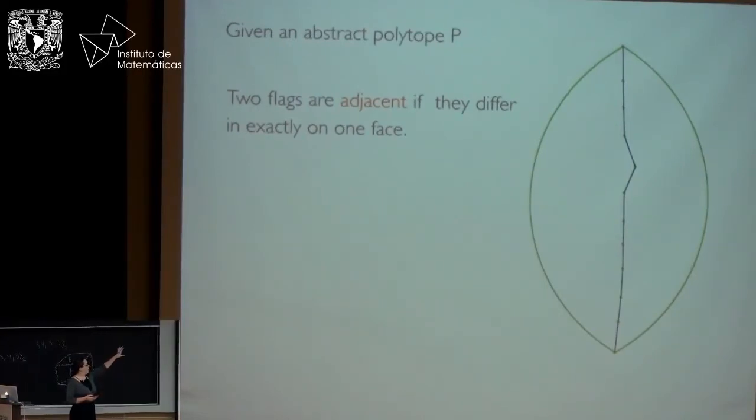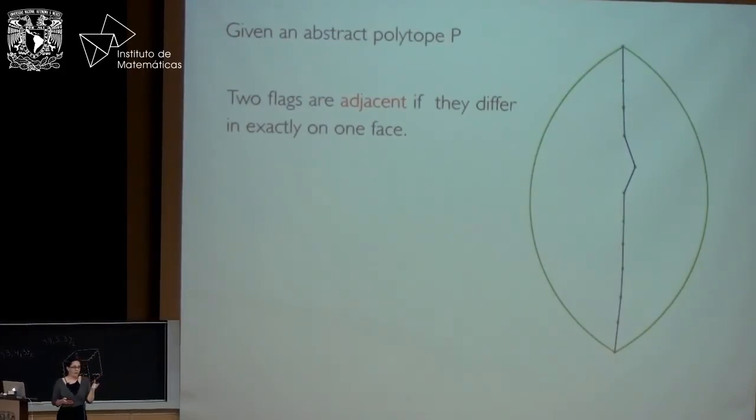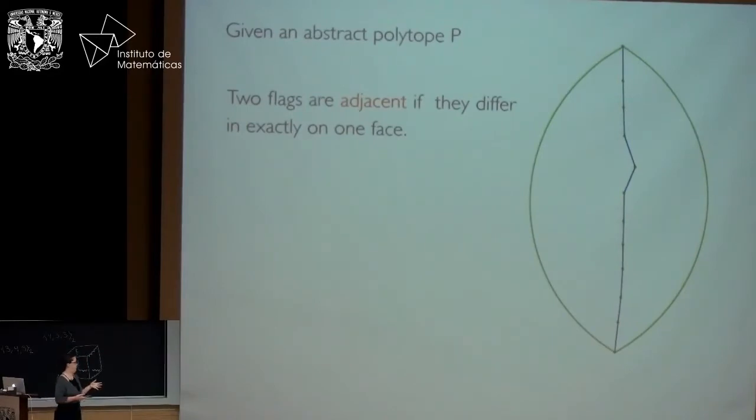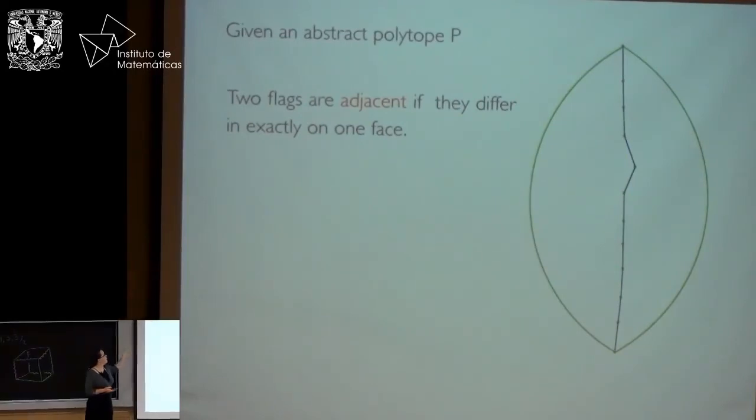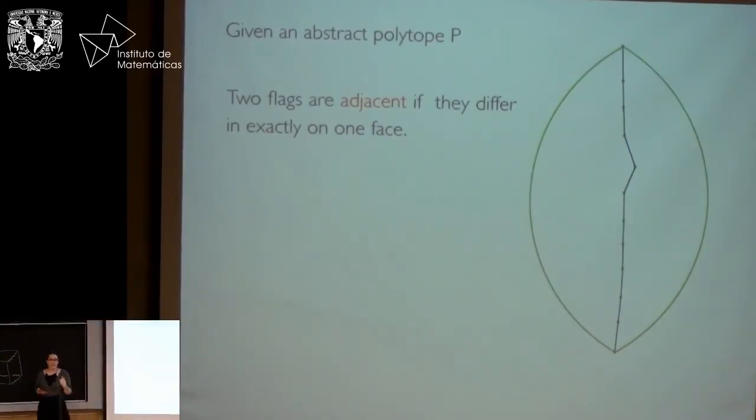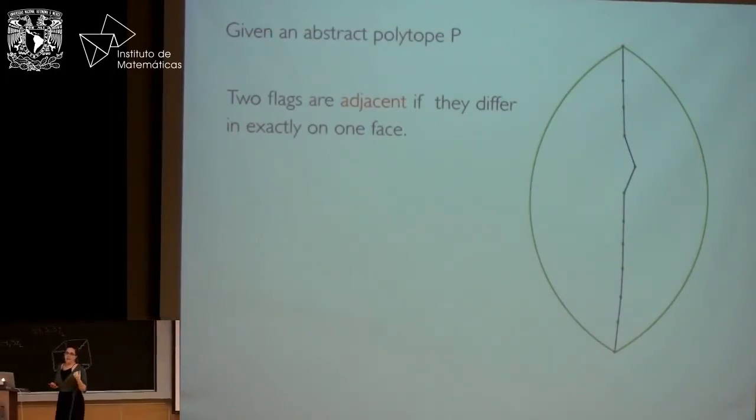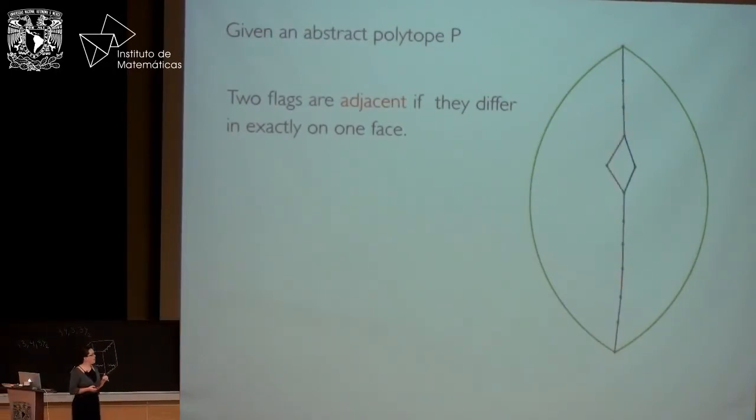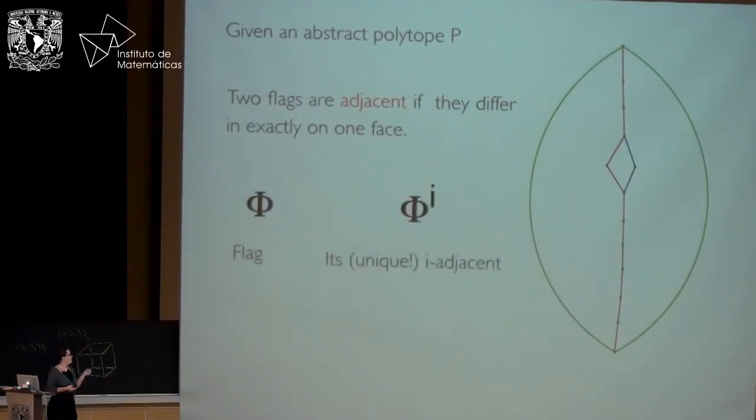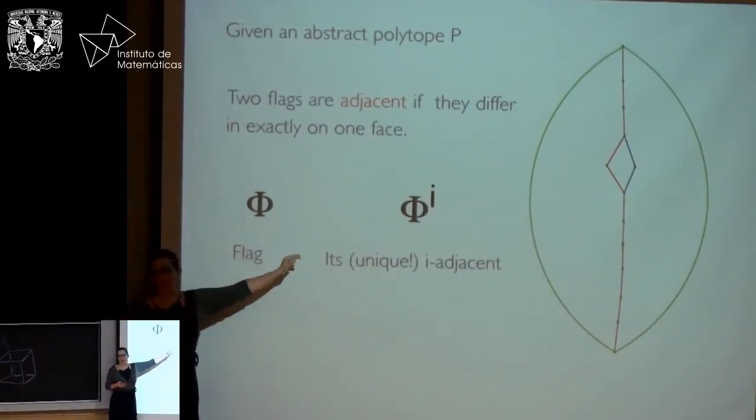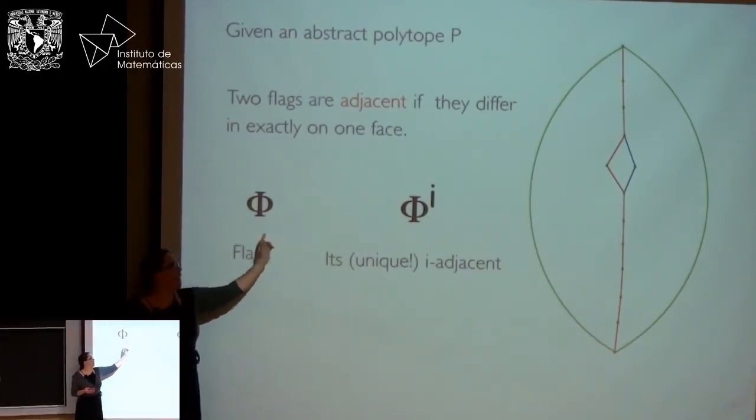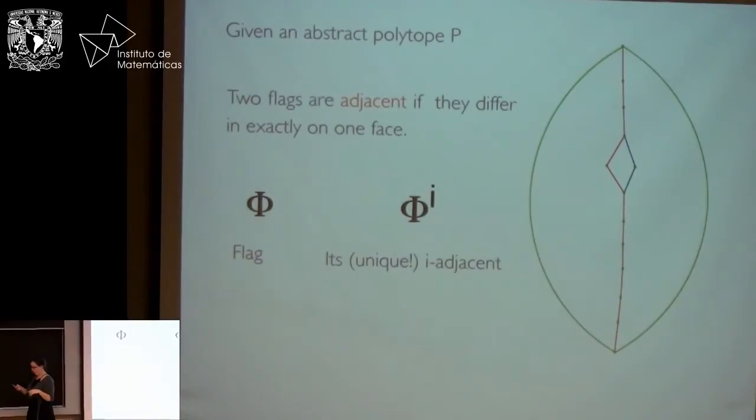Now I'm going to tell you a couple of things to tell you what I mean by a rotation and what I mean by a reflection so that I can add symmetry if I want to. So I have an abstract polytope, I have a flag, and I'm going to say that two flags are adjacent if they differ in exactly one element. So if I have a flag and I pick a rank, because of the diamond condition, it looks like that. So what it means is that if I have a flag and I have a rank, then it has a unique adjacent flag, one that differs exactly in the face of rank a.